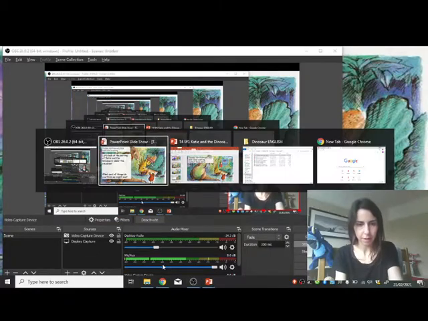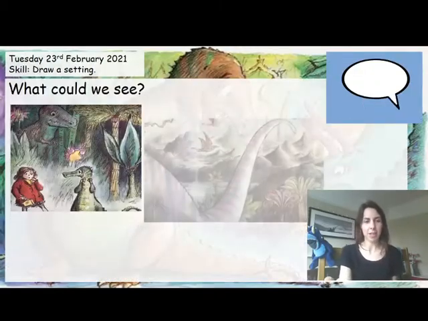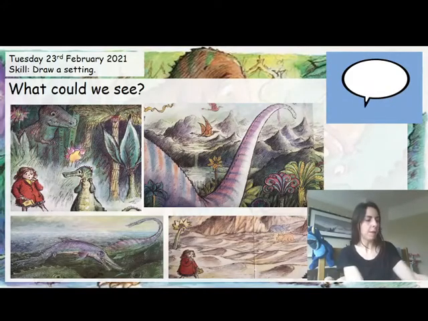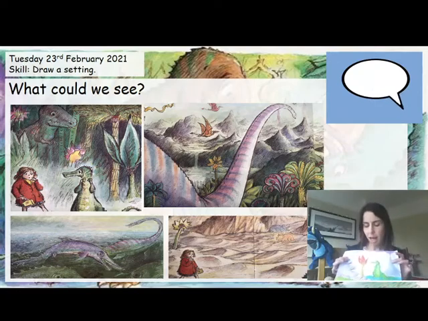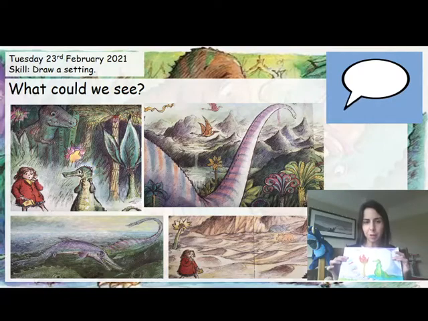Okay, back to our PowerPoint. Here are some more images that you might like to copy, or you could rewind to go back to this image and just include at least 3 different things in the setting. So that could be the trees, volcano and a dinosaur. Okay, when I get to 1, I want you to draw your picture and pause. 3, 2, 1, go!